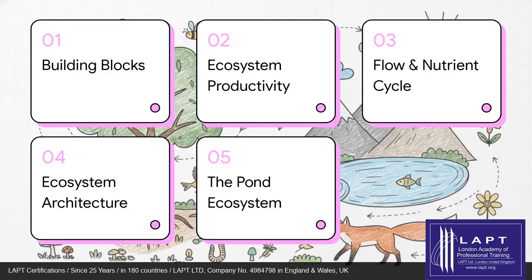So, here is our roadmap for today. We're going to start with the building blocks of life, move into ecosystem productivity, and then map out energy flow versus nutrient cycling. After that, we'll look at ecosystem architecture, and finally, we'll put the whole shebang together by exploring a pond ecosystem in action.